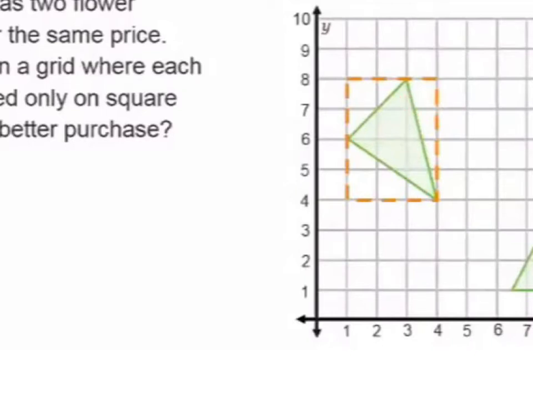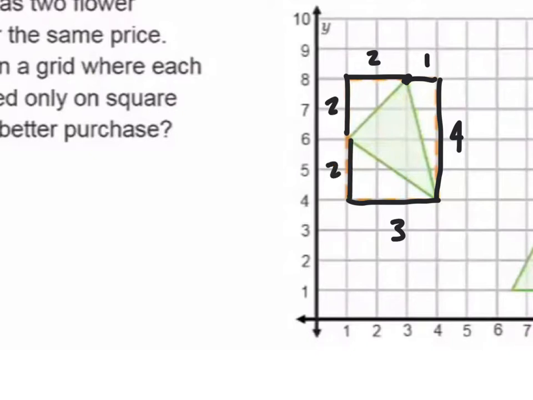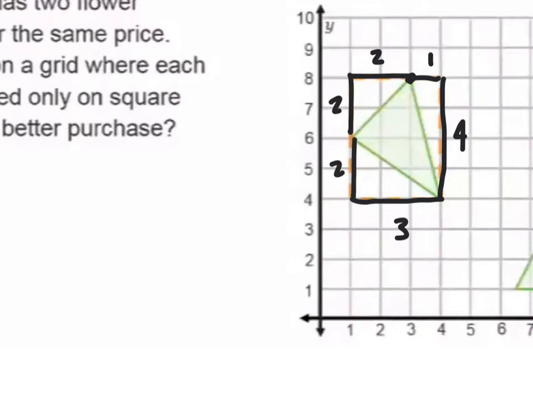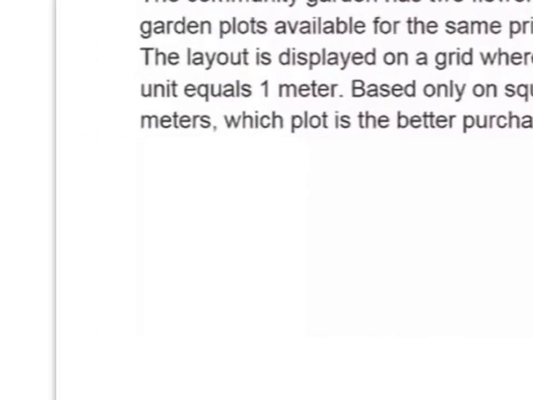So let's just do the box method. That's pretty fail-safe. Now, what I know is that this length is 3, and that this whole length is 4. Okay, and then I know that this length here is 1. Okay, this length here is 2, this length is 2, and this length is 2. So the area of the rectangle, okay, so let's do that here.